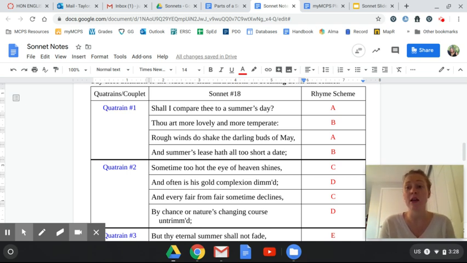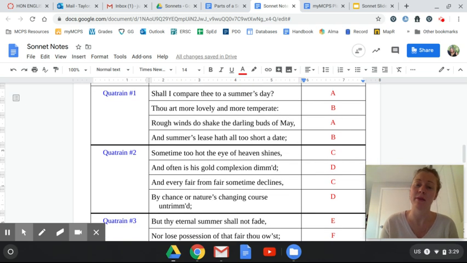This person is even better than a summer's day because, and then he's going to list some things that summer doesn't have going for it. Rough winds do shake the darling buds of May, and summer's lease hath all too short a date. So May can get windy, and sometimes summer ends too early. Then there's some more negative things about summer.